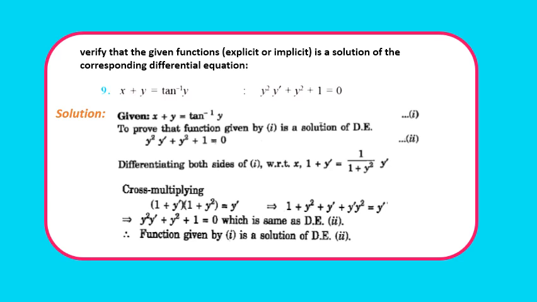1 + y' = (1/(1 + y²))·y'. So cross multiplying, we get (1 + y')(1 + y²) = y'. So on opening the bracket, we are getting 1 + y² + y'y² = y'. So on simplification, we are getting y² y' + y² + 1 = 0, which is our differential equation. So we can say that x + y = tan⁻¹ y will be a solution of the given differential equation. Clear? So pause and note down the solution.